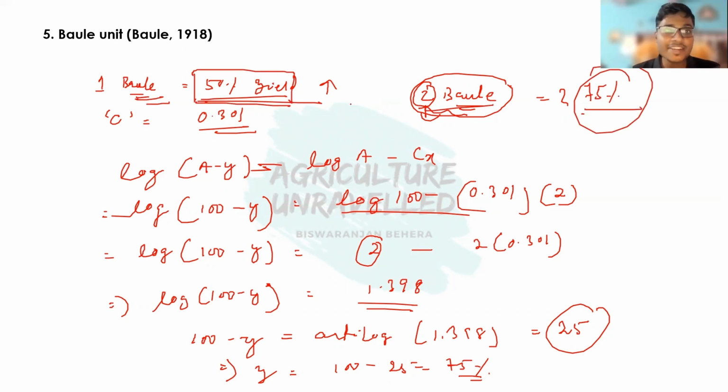So here it is interesting to note that by applying one Boule unit, we are getting 50% yield increase. But at the same time, when we are applying two Boule units, we are getting 75% yield increase. It is not 100%, because one Boule unit giving 50% yield increase, two Boule units will give 100% yield increase. It is not like that. So by applying two Boule units, it is giving 75% yield increase.